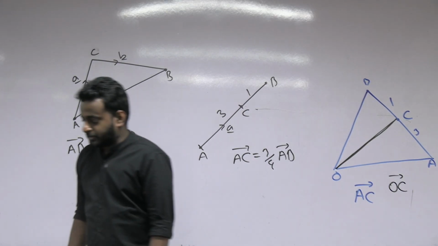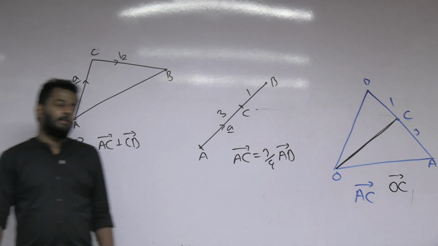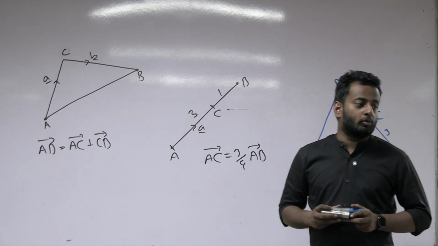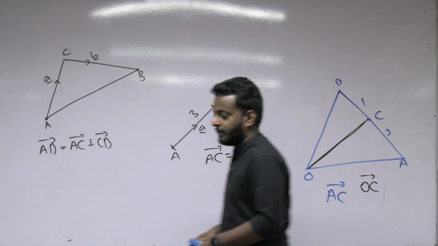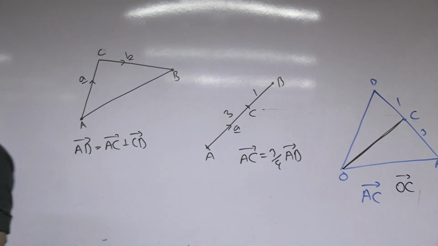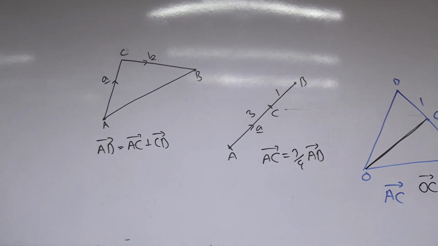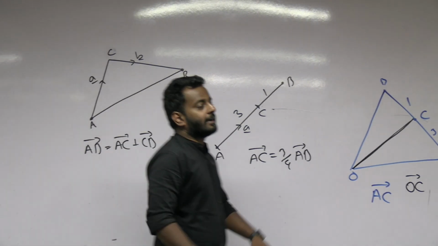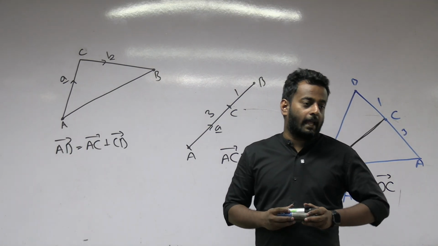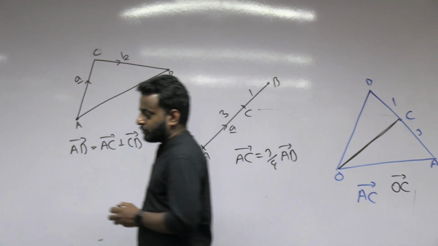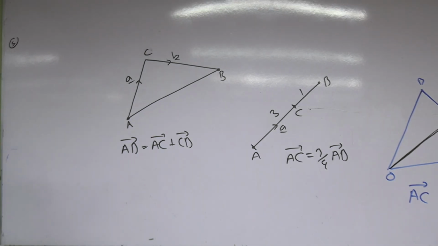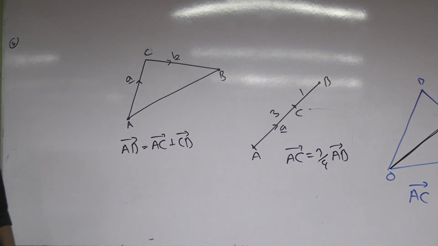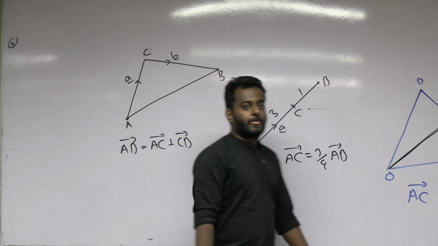Use the following two methods when finding the vector of a line joining two points. So we do that, right? The part 1.